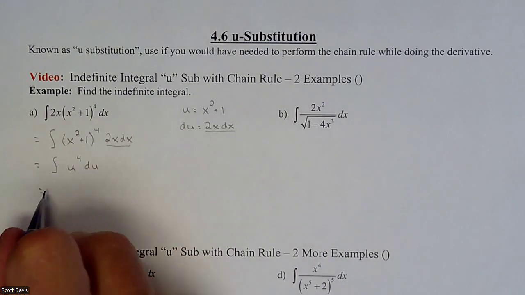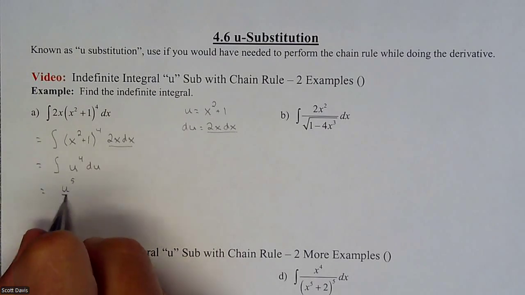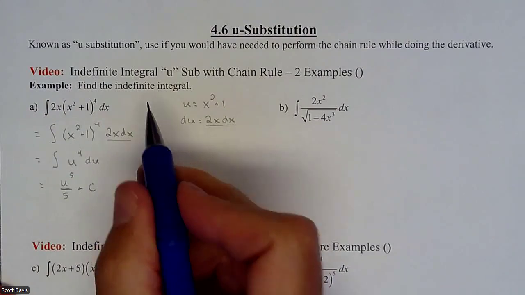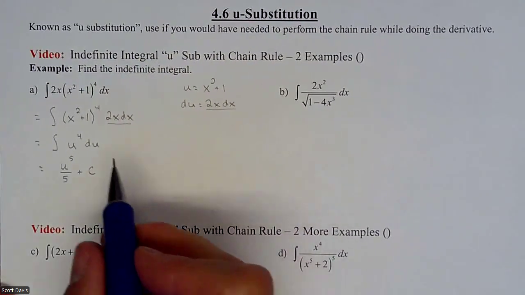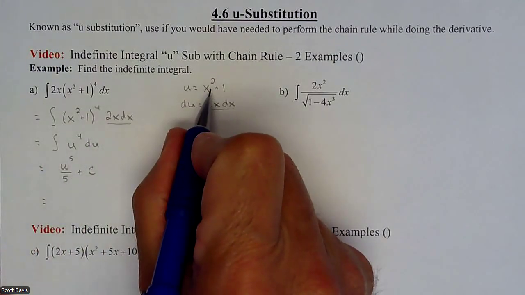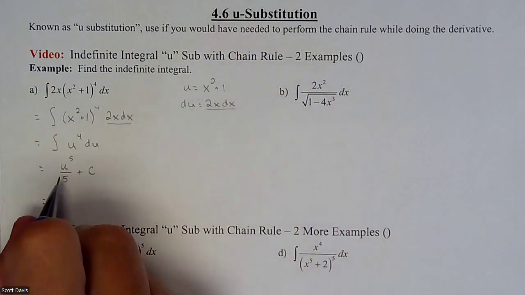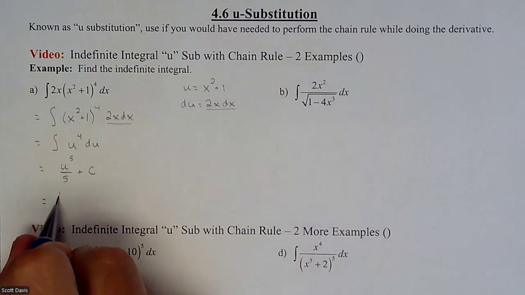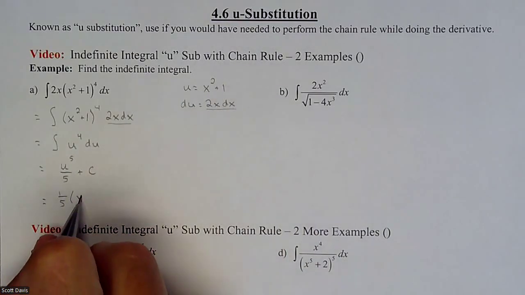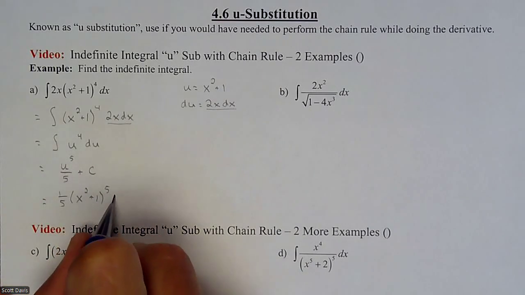So I'll add my power, divide by my power. So u to the fifth divided by 5 plus our c, since we have an indefinite integral. We don't have any values attached to it. We don't have any bounds. And then my last thing is pulling it back to the original. This is what I replaced u with, and so I'll rewrite that as 1/5 times x squared plus 1 to the fifth power plus c.